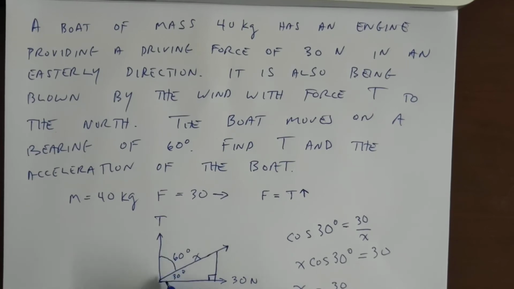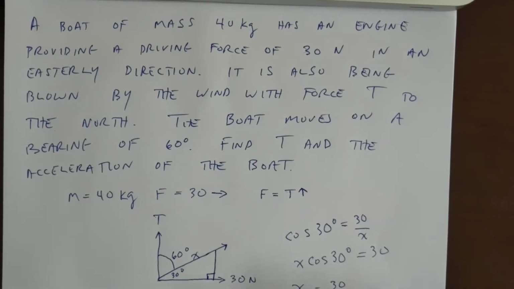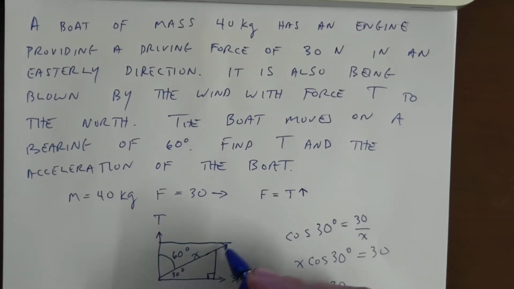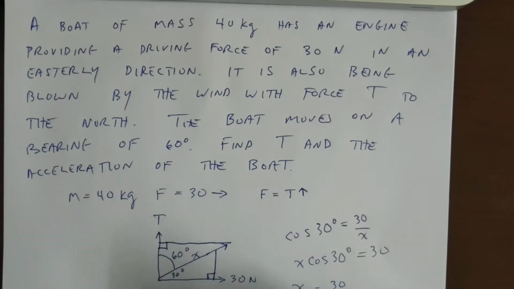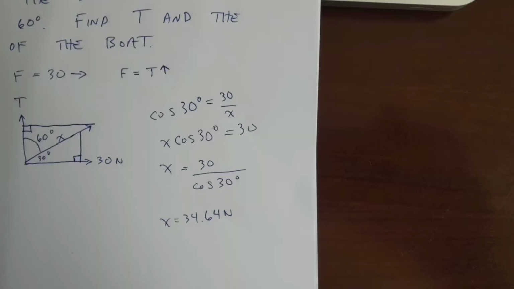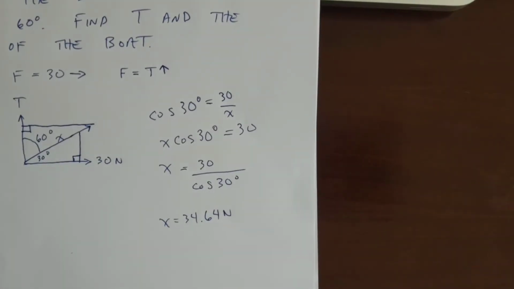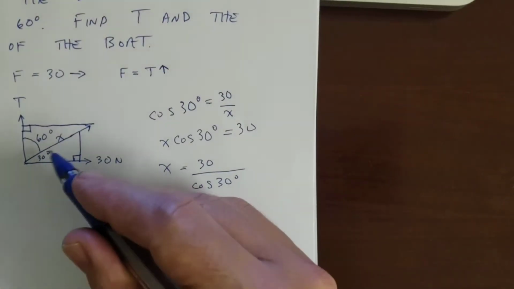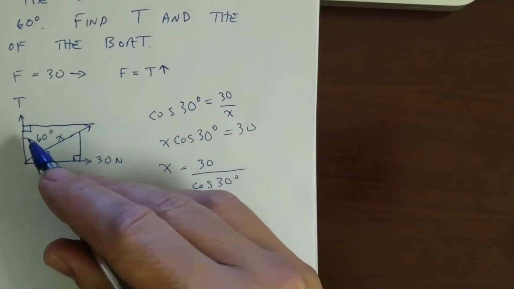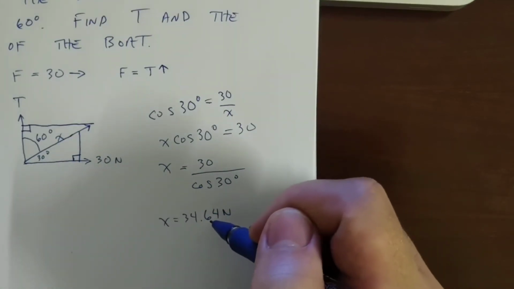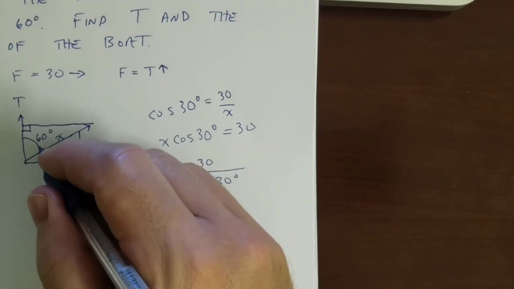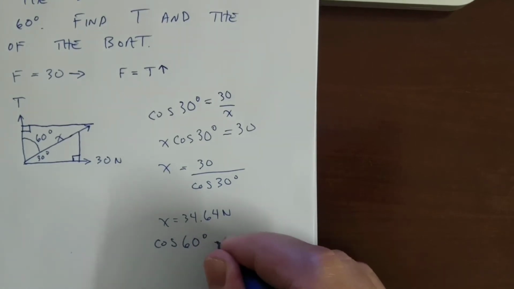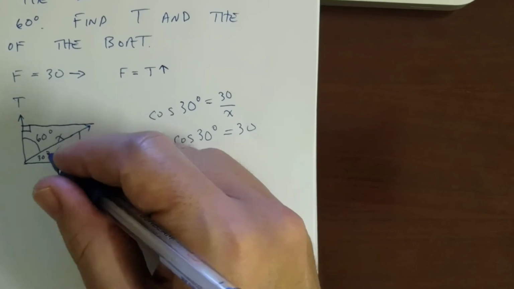We have to find T. So we have to draw another right triangle, so we can determine how hard that wind is blowing to the north. Again, we're going to use the cosine because we have an adjacent now. We figured out that the vector that's opposite the right angle is 34.64. So what we're looking for is the cosine of 60 degrees, which is A over H.